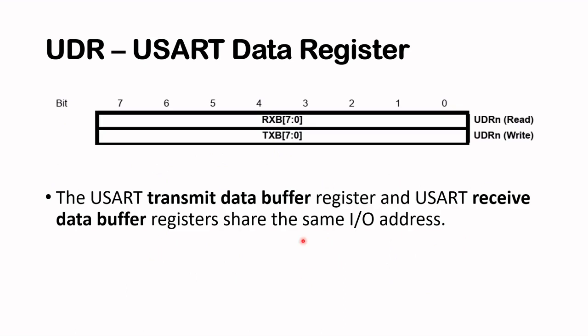So the first one that I want to look at is the UDR, which is the USART data register. Now, the USART transmit data buffer register, which is this one here, the TXB, and the USART receive data buffer register, which is the RXB, share the same I/O address. So although these are two separate 8-bit registers, they are sharing the same address.